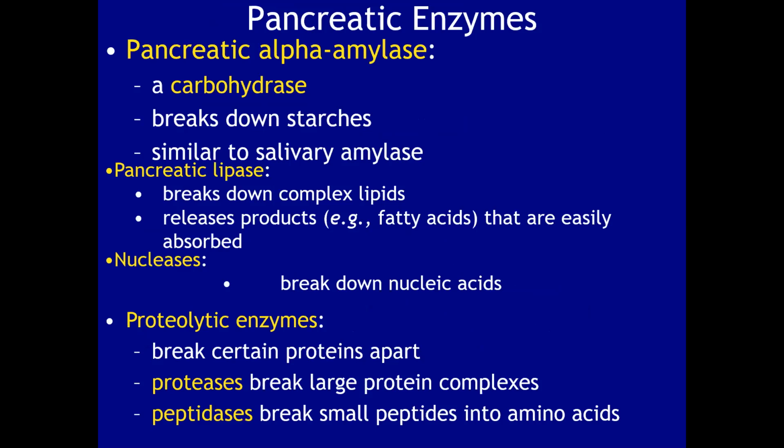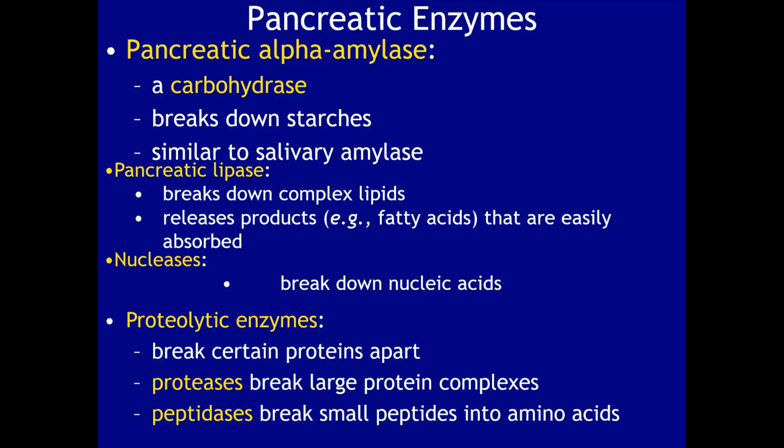Pancreatic enzymes include a carbohydrase, alpha amylase, a lipase, pancreatic lipase, that breaks down complex lipids, and then it has nucleases. And one more, we also have the enzymes that break down proteins. So if you look at your pancreas, you are breaking down carbohydrates, lipids, nucleic acids, and proteins. So when we think about the large organics, we've captured them all here, and the pancreas helps with digesting all of them.